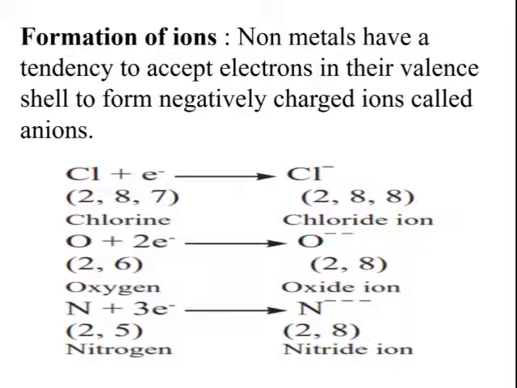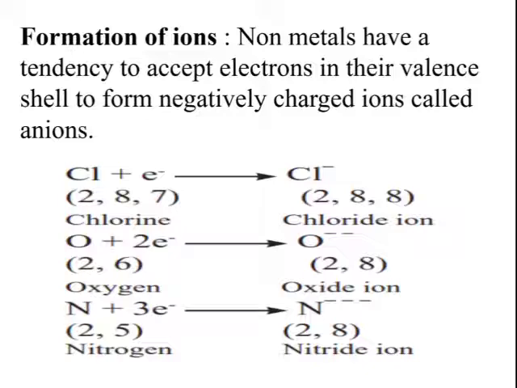Now let's see the formation of ion with the help of the equations. Nonmetals have a tendency to accept electrons in their valence shell. We have studied about the metals, that is metals have a tendency to lose their valence electrons. So metals always lose their valence electrons while nonmetals always accept electrons in their valence shell and they carry negatively charged ions, that is called anions.